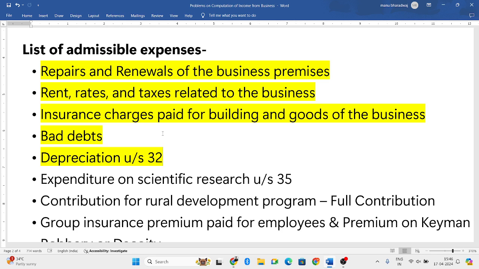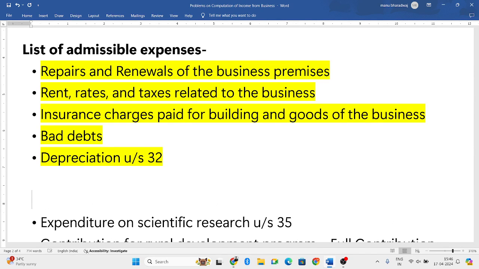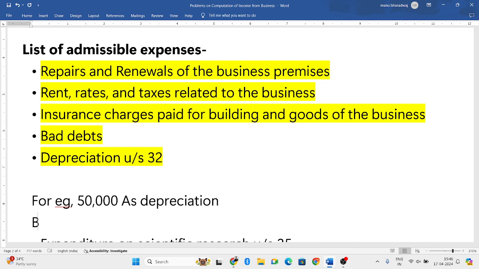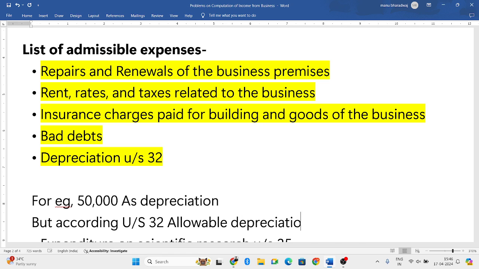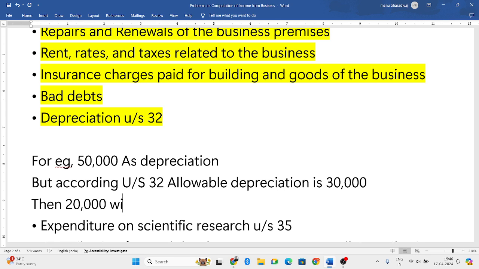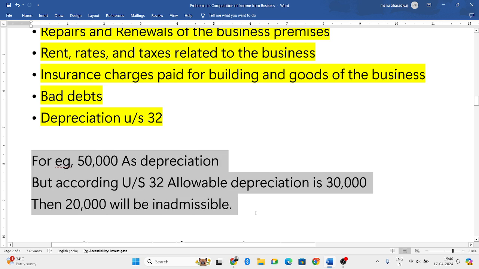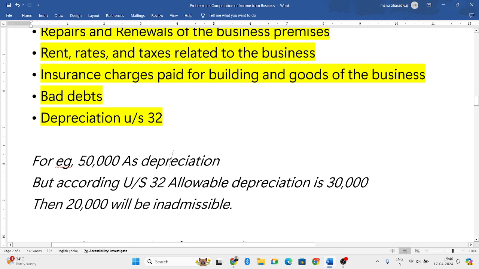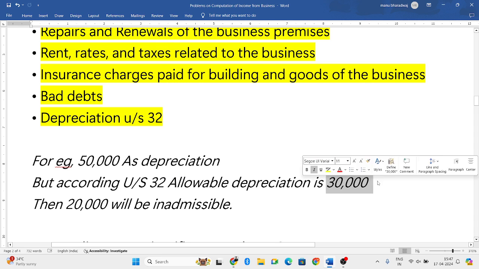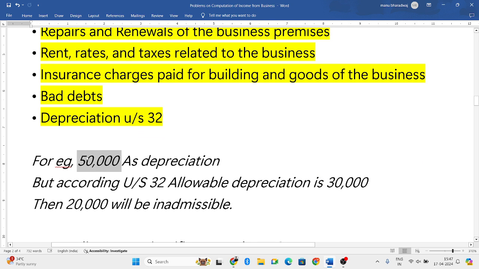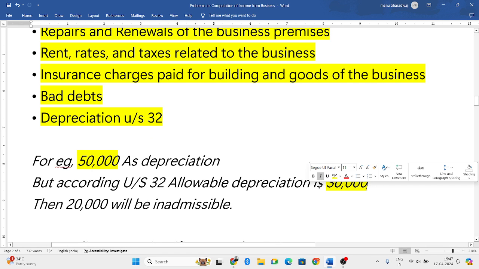So depreciation under section 32. For example, you would have charged 50,000 as depreciation, but according to section 32, allowable depreciation is 30,000. So this is an example. Then 20,000 will be inadmissible. This is an example I'm giving to make you understand. According to the business, you would have charged 50,000 as a depreciation. But IT rule says that according to section 32, the allowable depreciation is only 30,000. Means the income tax department tells you that you cannot charge 50,000 depreciation. You are only allowed to charge 30,000 as depreciation.